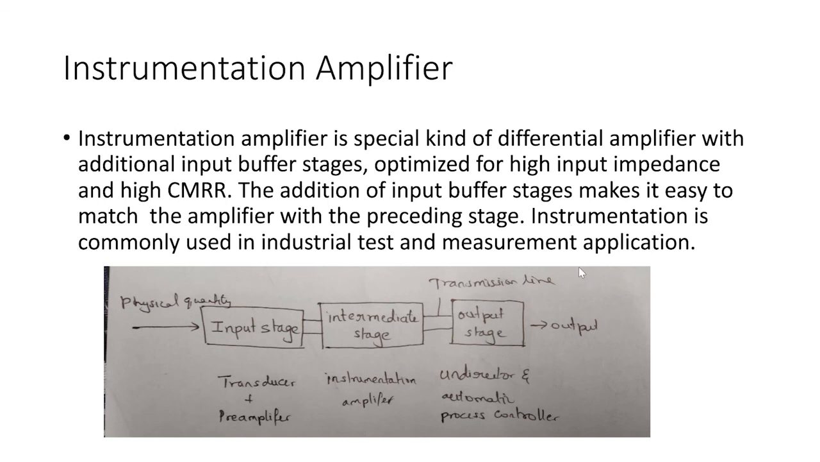This is the simple block diagram of an instrumentation amplifier. It consists of an input stage with the transducer and preamplifier, an intermediate stage in the instrumentation amplifier, an output stage, and an indicator and automatic process controller. Here the physical quantity is given as input and the output is given at the output stage.